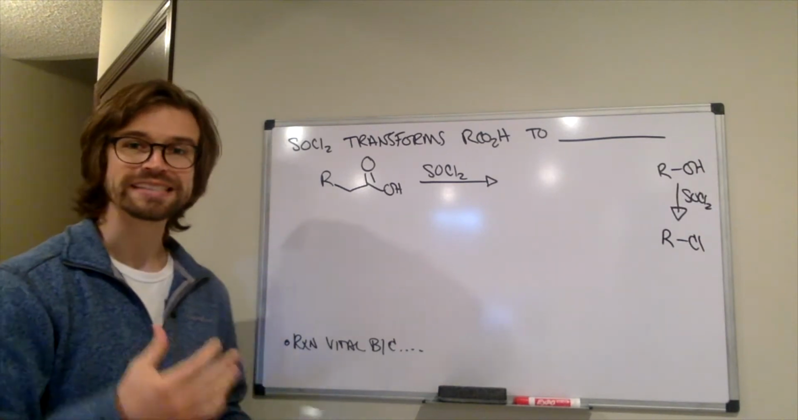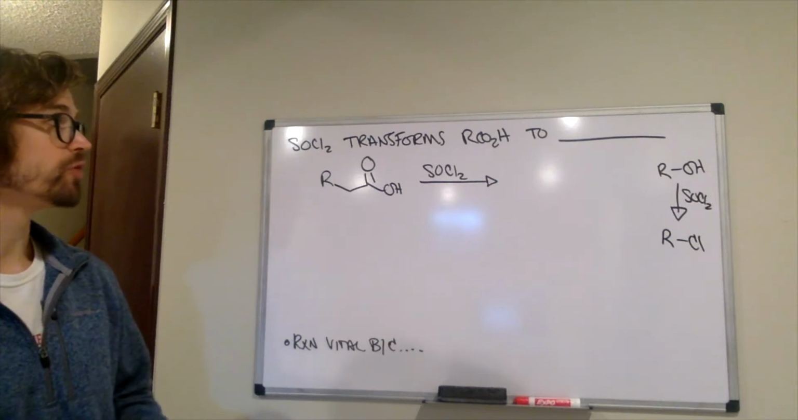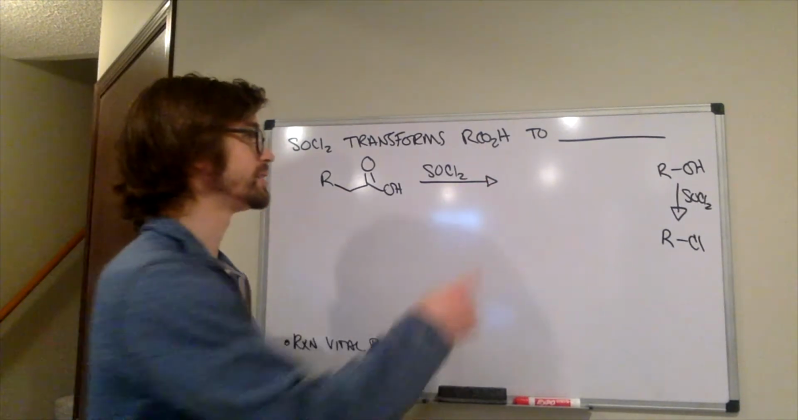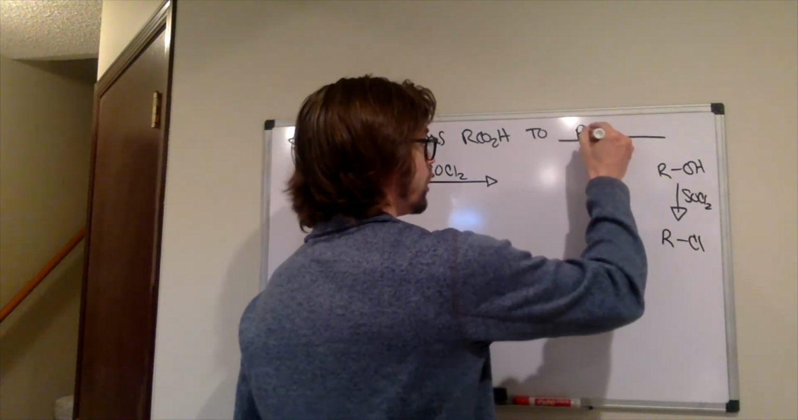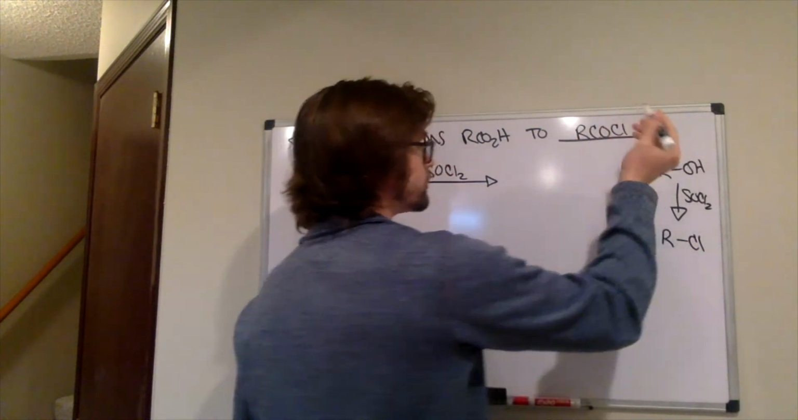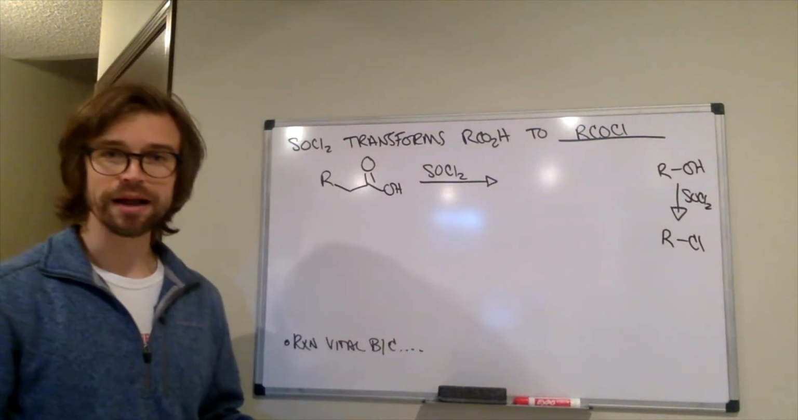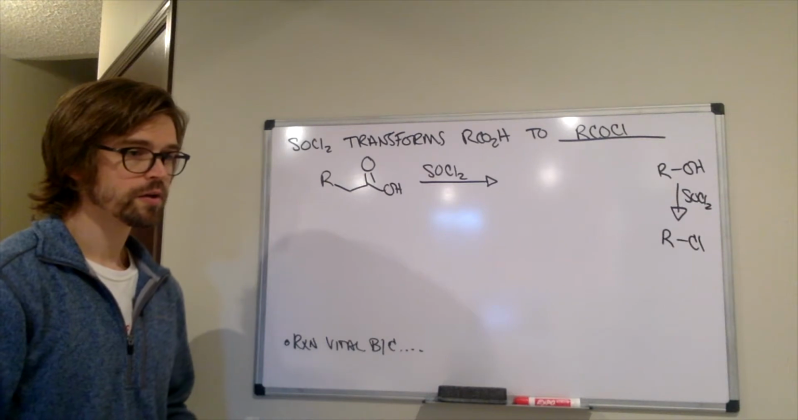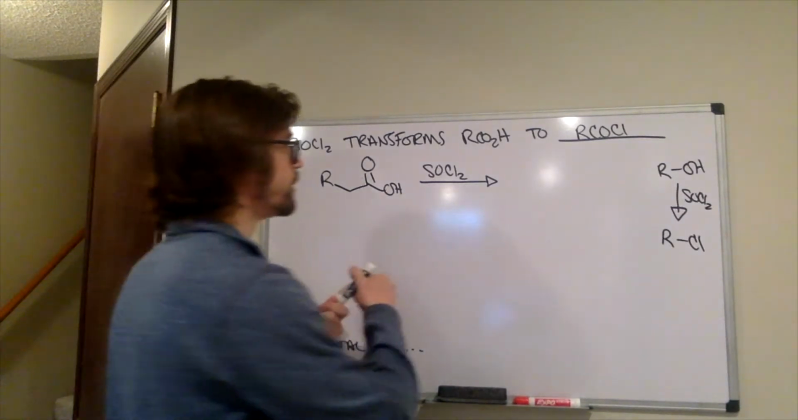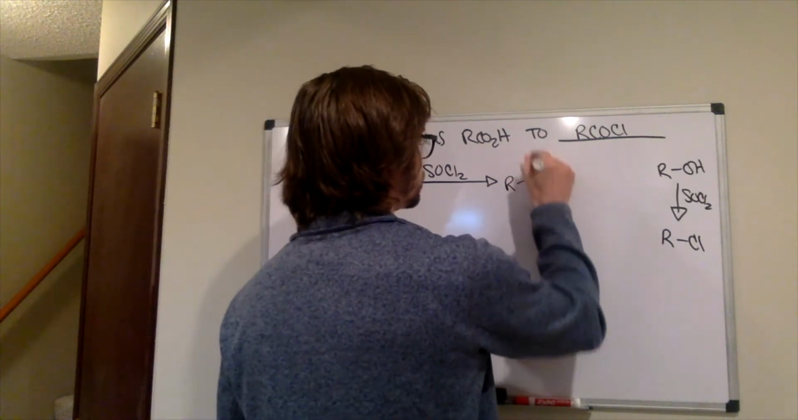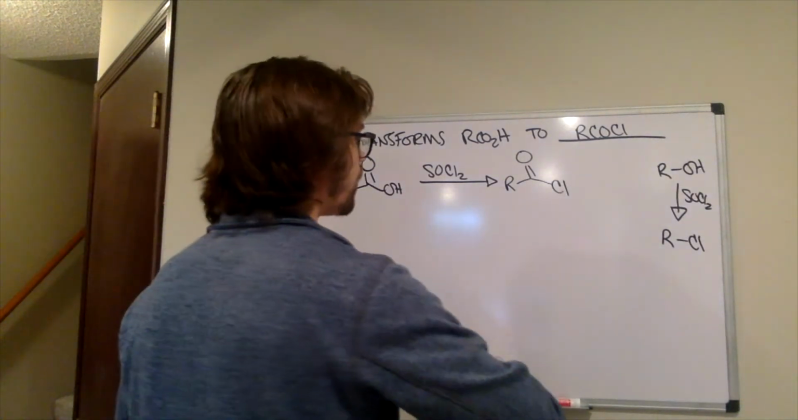It turns out it does the same thing with carboxylic acids. Thionyl chloride transforms carboxylic acids, RCO2Hs, to acid chlorides, RCOCls. And it does so by a pretty similar mechanism. And when we think about uphill or downhill reactions, if we're going from a carboxylic acid to an acid chloride, is that a downhill reaction?